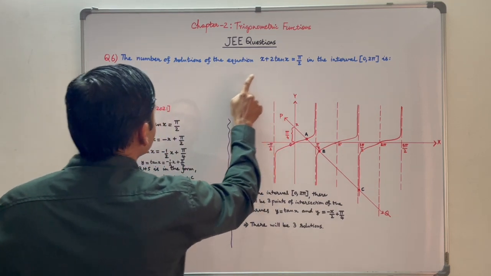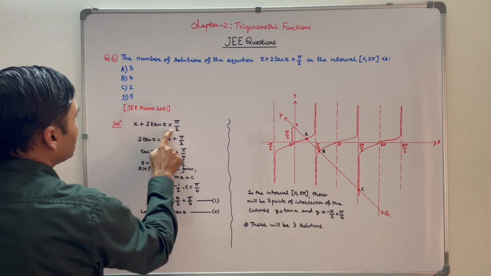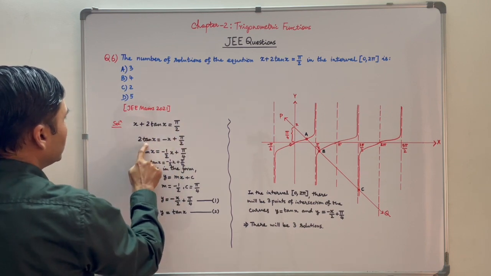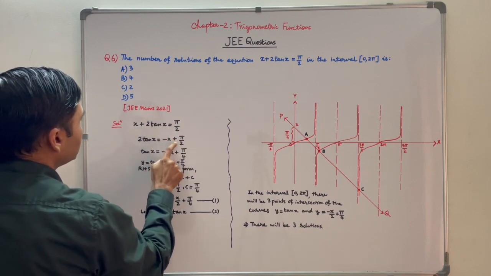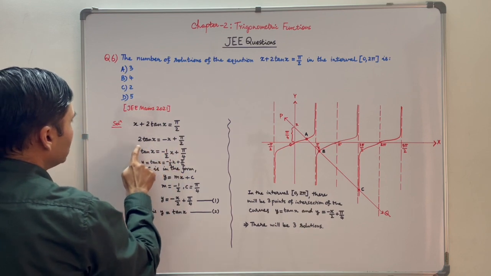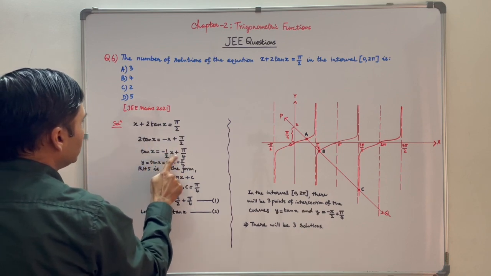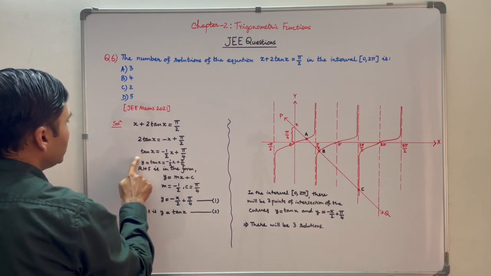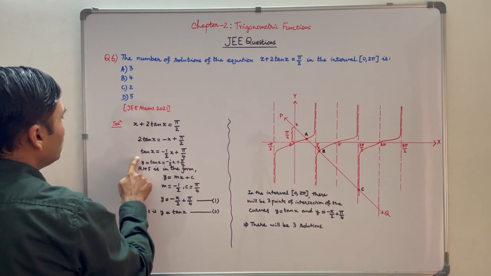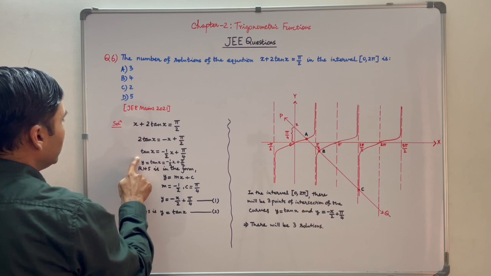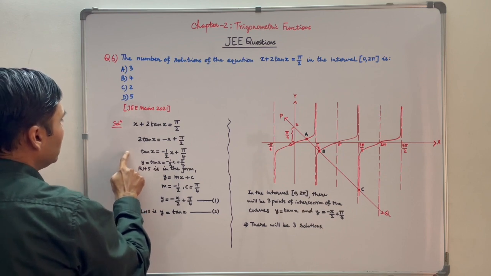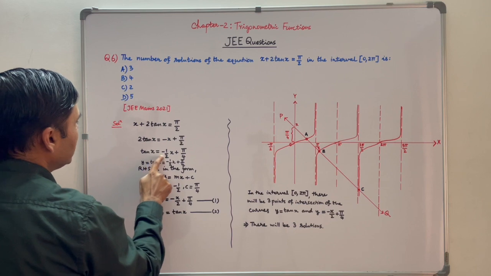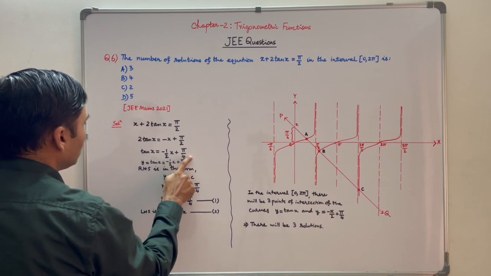The given equation is x plus 2 tan x is equal to pi by 2, or 2 tan x is equal to minus x plus pi by 2, or tan x is equal to minus 1 by 2 x plus pi by 4. This cannot be simplified further using any trigonometric formula. So we need to find a way to move ahead. Let us say y is equal to tan x is equal to minus 1 by 2 x plus pi by 4.